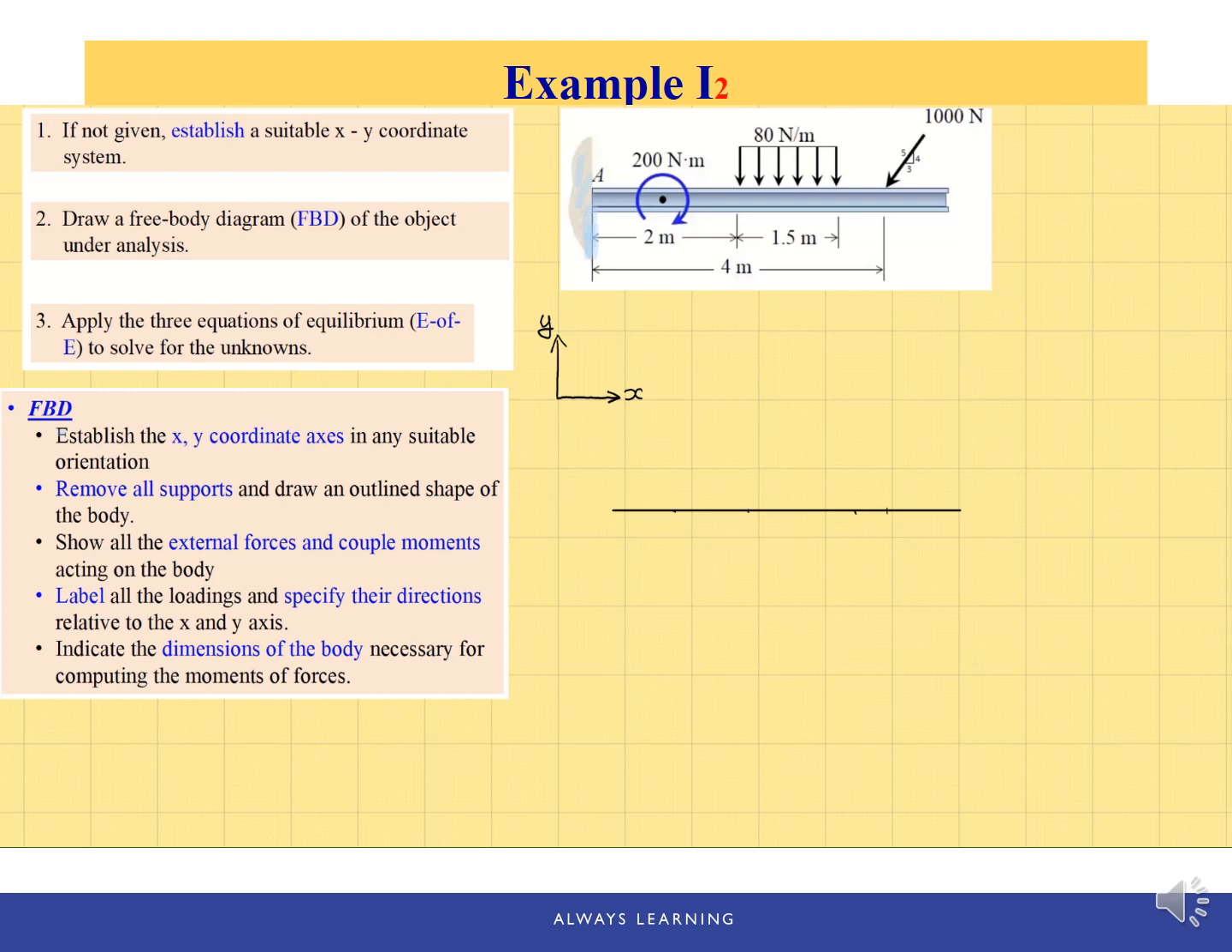So first, there is a couple moment. We're going to draw the couple moment as a clockwise couple moment with the magnitude of 200 Newton meter.